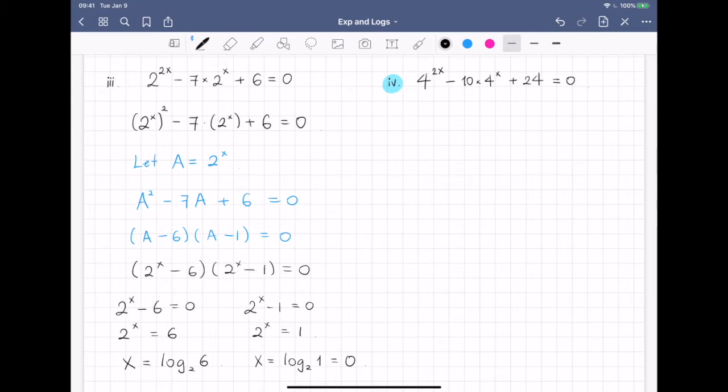All right, let's try the next question here. 4 to the 2x minus 10 times 4 to the x plus 24 is equal to 0. It's going to be very similar to what I've done on the left side.